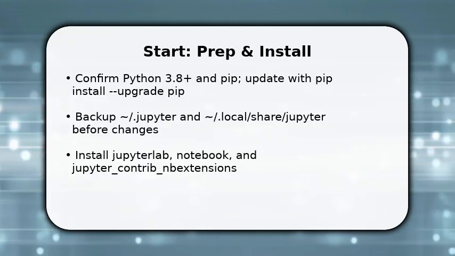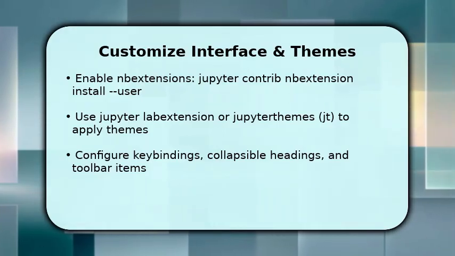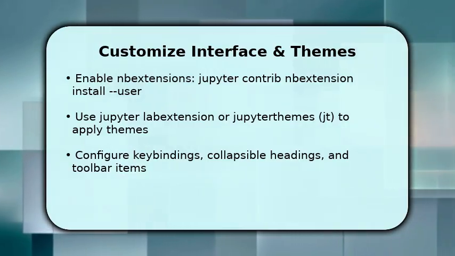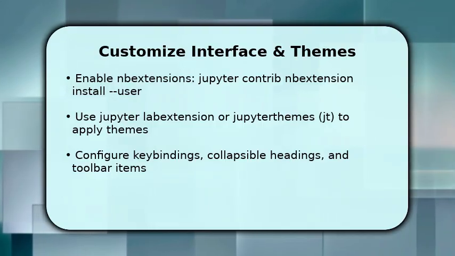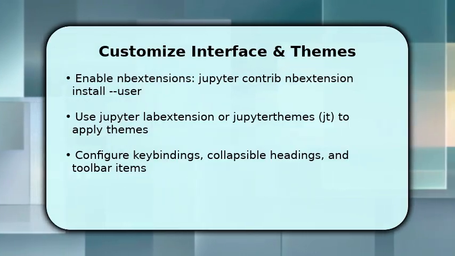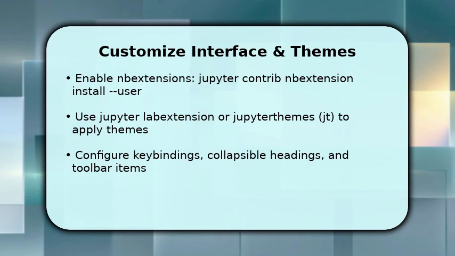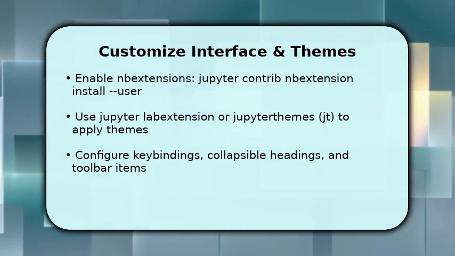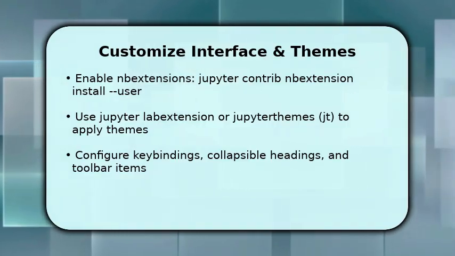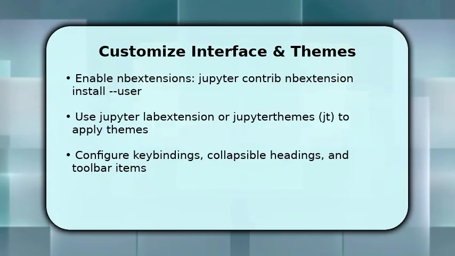Now you'll modify the appearance and behavior. First, install and enable Contrib extensions with jupyter contrib nbextension install --user, and toggle useful extensions like collapsible headings and code folding. Next, apply a theme using a JupyterLab extension install or jt with the Monokai theme for the Classic Notebook. This adjusts fonts, spacing, and colors. Then customize key bindings and toolbar buttons via the Advanced Settings Editor or by editing the JSON config so shortcuts match your workflow.